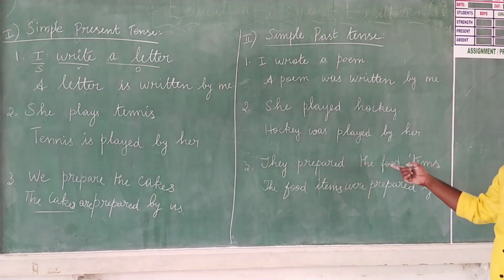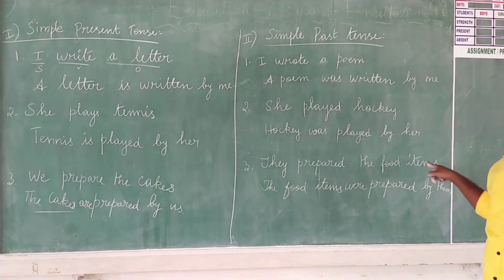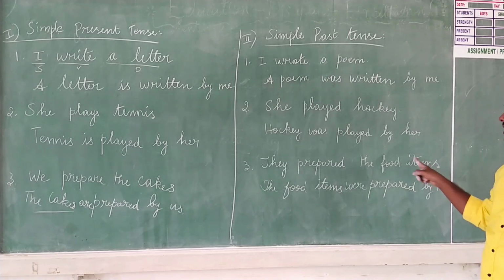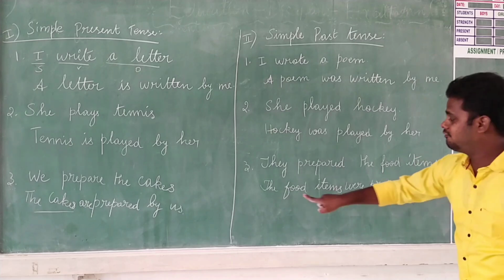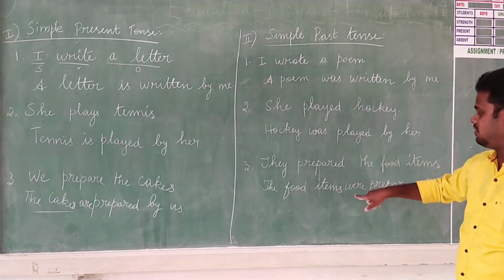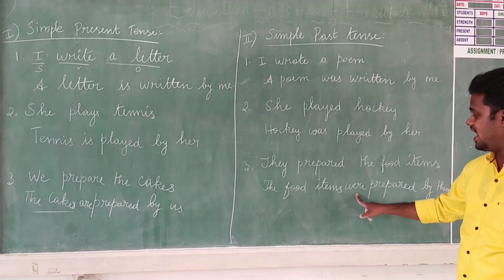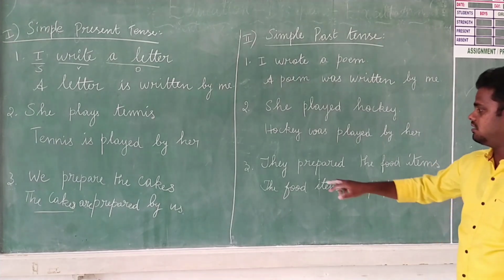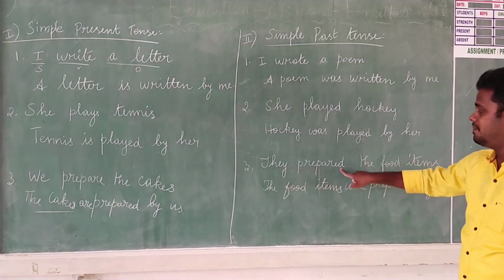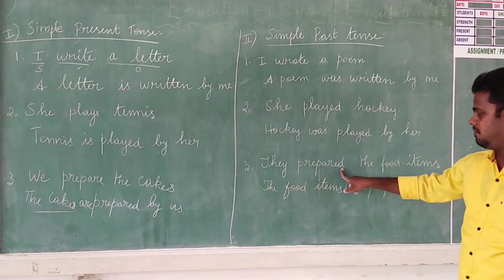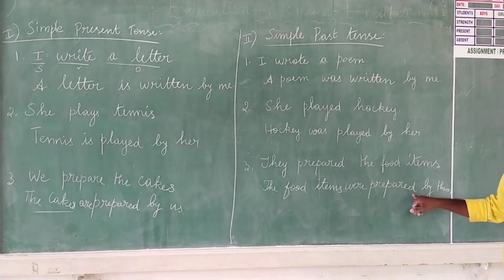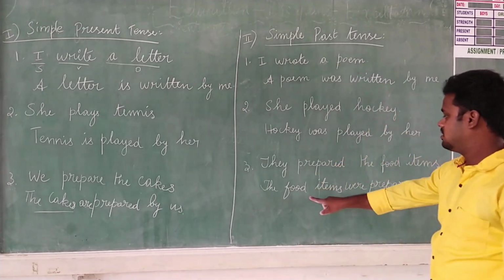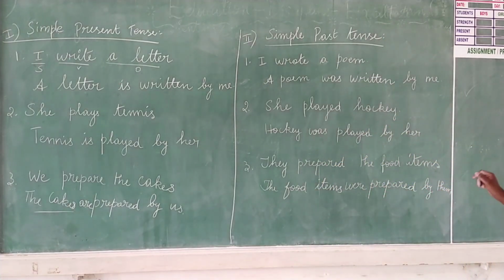See the last example. They prepared the food items. In this sentence, the food items are in plural form. Items is a plural form. So the past form for the plural was there. The food items were prepared by them. In this sentence, they is the subject. Prepared is the V2 form of the verb, so we have to use the third form. What is the third form of prepare? Prepared. The food items were prepared by them.